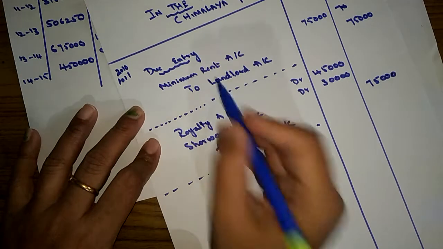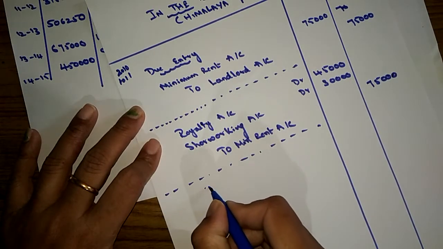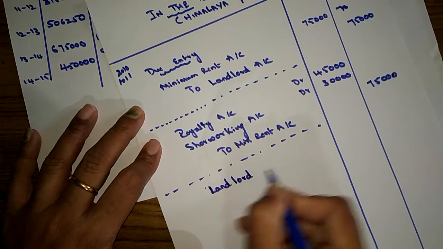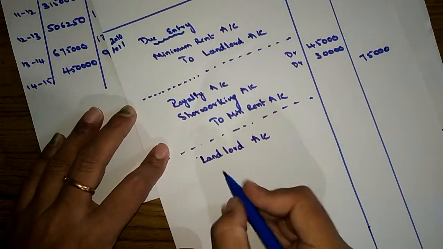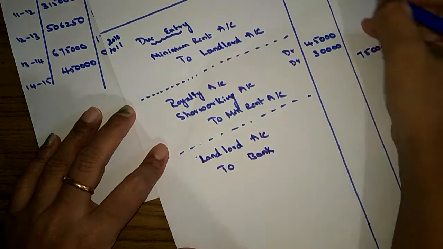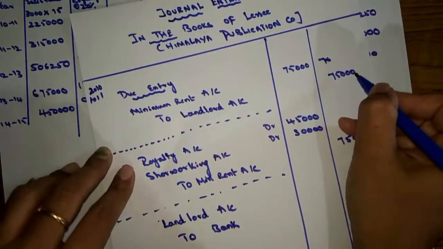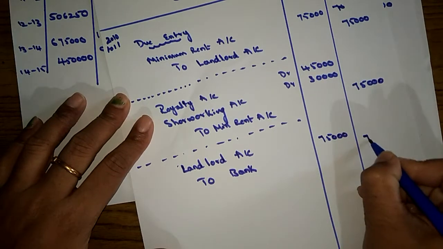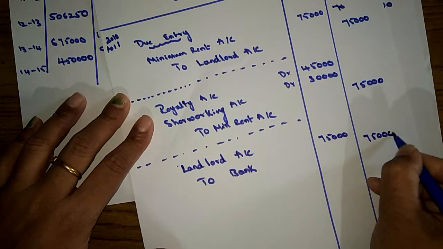The third entry is for payment. To whom we are paying? To landlord. Landlord account to bank account. So how much? 75,000. Okay.